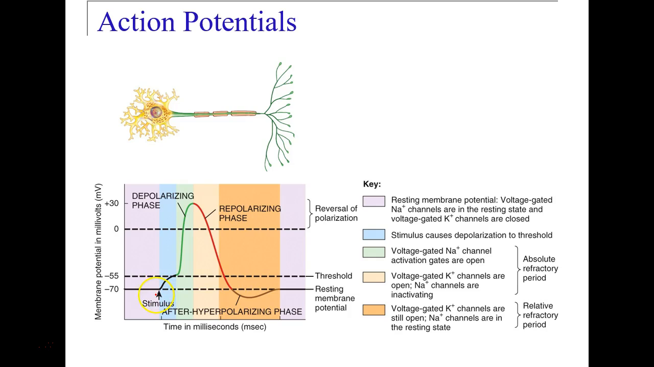So resting, negative 70. We have a stimulus. It is enough to reach negative 55. We cause depolarization, up to about plus 30. And then we start to repolarize. We actually dip down a little bit, hyperpolarizing, and then we level back out to resting state. The reason why we hyperpolarize is because we accidentally move too much potassium out of the cell, and then we have to pump those back.